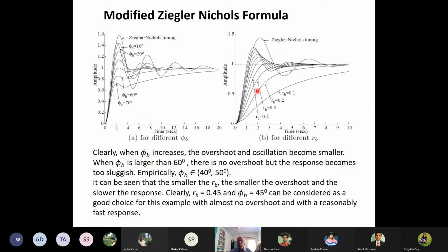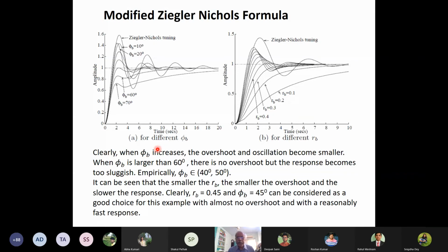So RB value is normally taken from 0.4 to 0.6, and conservatively many people take RB between 0.4 and 0.5, and phi V between 40 and 50 degrees. In this case, if I take RB as 0.45 and phi V as 45 degrees, then it will be a good choice with almost no overshoot and reasonably fast response. So this way, we can design the controller.